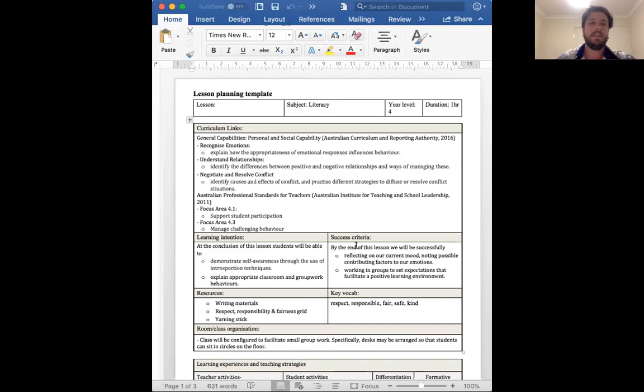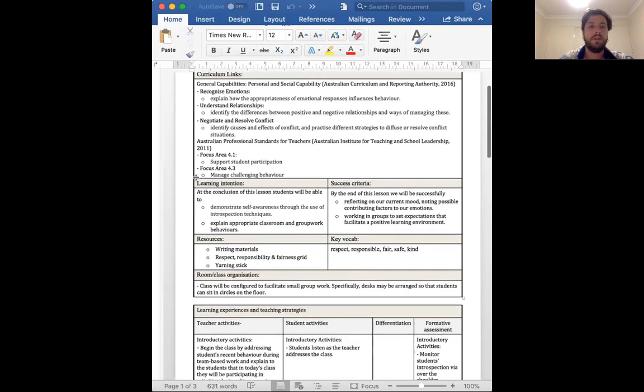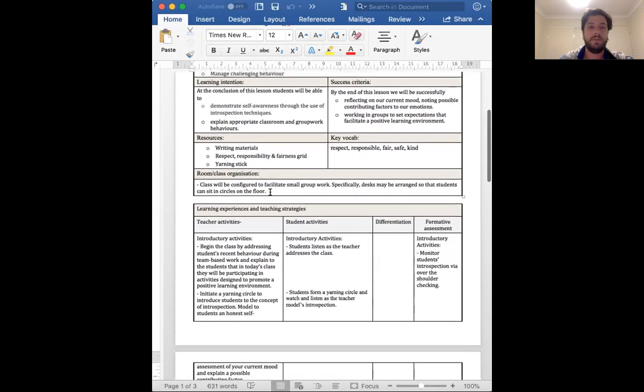So this is the lesson plan. Here are some of the curriculum links. So you have the sub-elements from the personal and social capability continuum and the focus areas from the Australian Professional Standards for Teachers that this lesson plan aligns with. So the learning intention: at the conclusion of this lesson, students will be able to demonstrate self-awareness through the use of introspection techniques and explain appropriate classroom and group work behaviours.